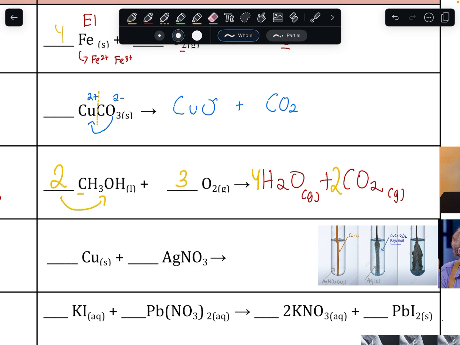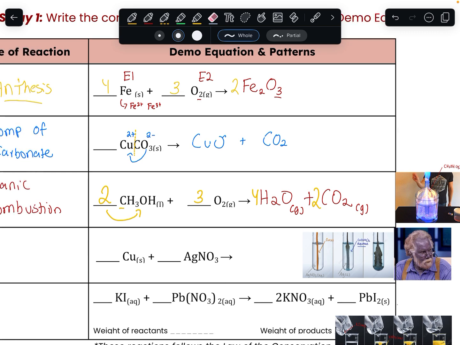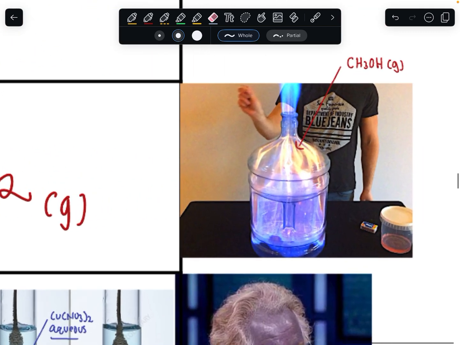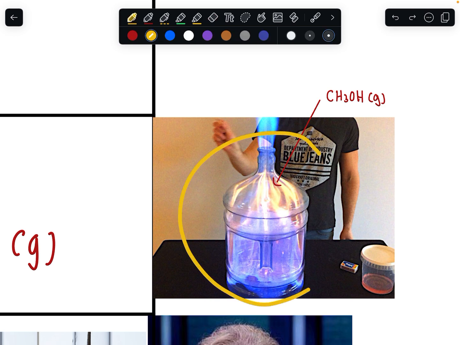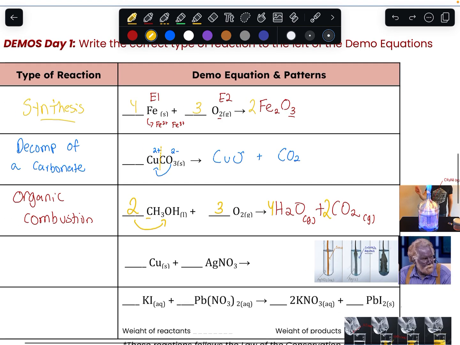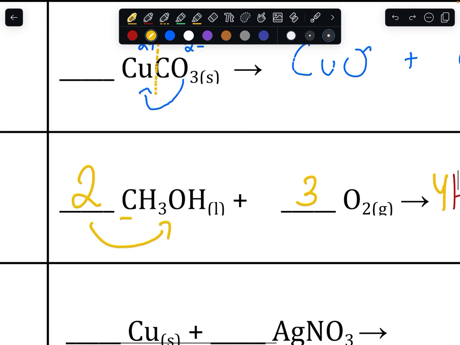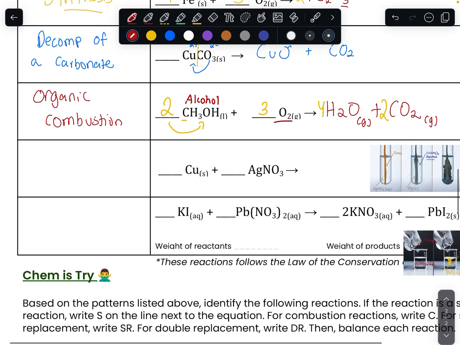Once we do that, now we have that magic number of 8 and everything's balanced. Okay, so if you're in class, you would have seen me do what I call the whoosh bottle demo, which is basically taking gaseous methanol, which is an alcohol, and igniting it inside a plastic bottle called the whoosh bottle, and a nice flame comes up. It's a pretty cool demo in person. One special thing about this is actually not a hydrocarbon to the left. This is an alcohol, which is the other thing that we can burn with oxygen in organic combustion.